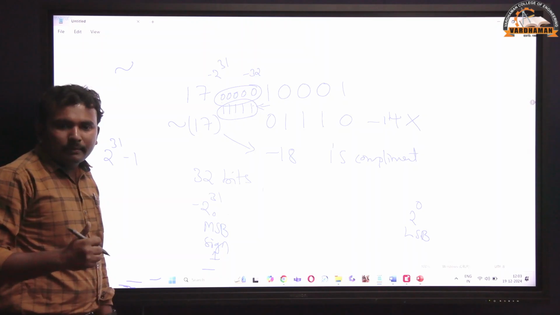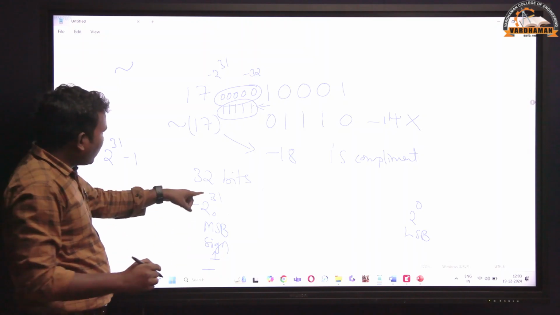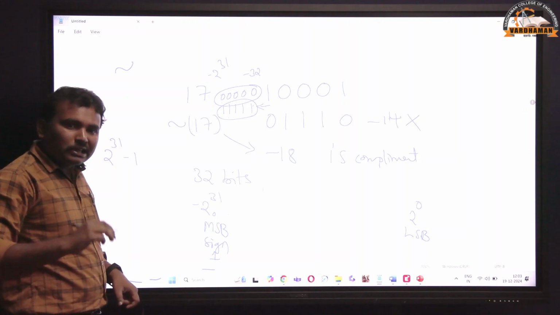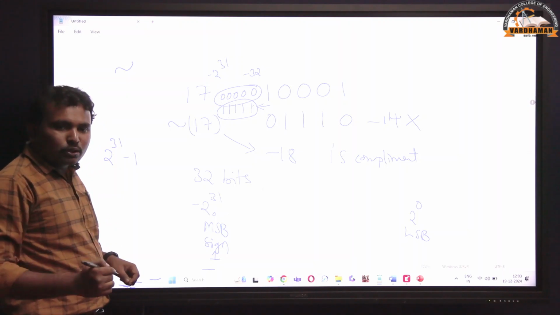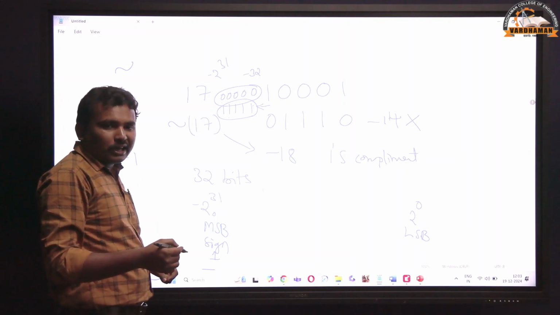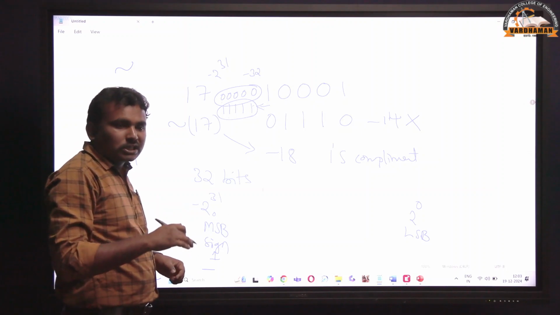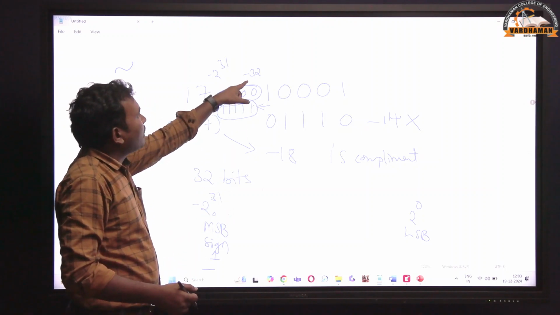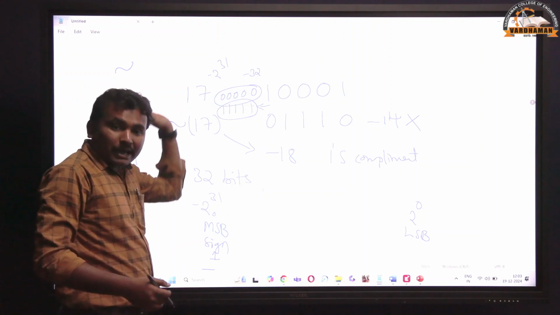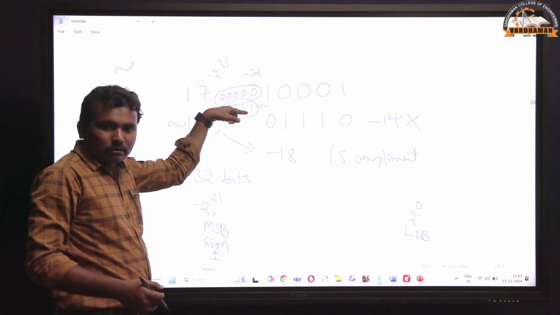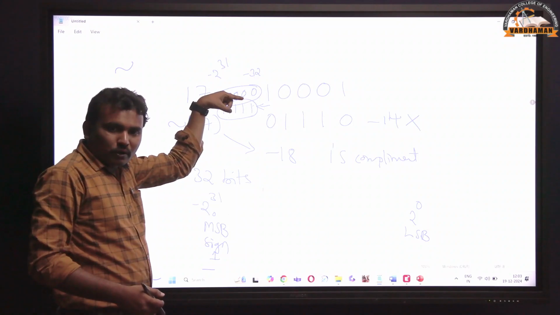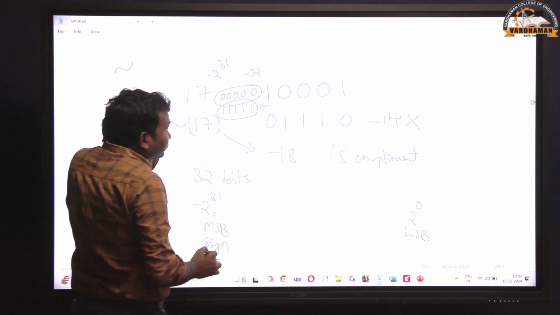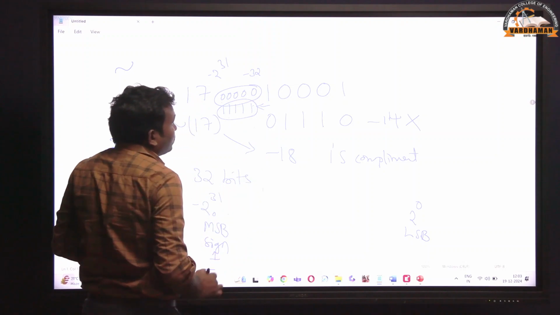Minus 2 power 31 plus 2 power 30, because we have a 1 here, is minus 2 power 30. Minus 2 power 30 plus 2 power 29 is minus 2 power 29. Similar to that, and so on when we continue this summation, we reach minus 2 power 6 plus 2 power 5, which becomes minus 2 power 5. So we have a minus 32 here. Till here we have minus 32.